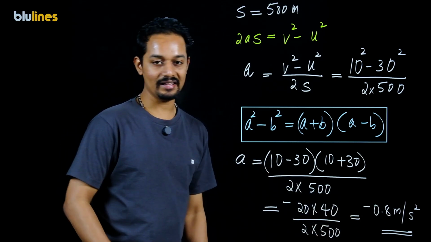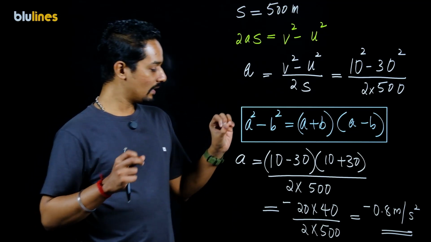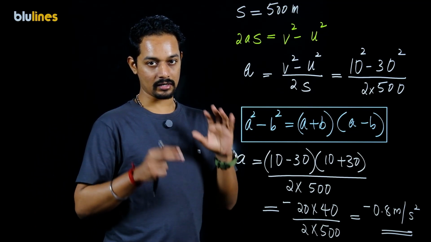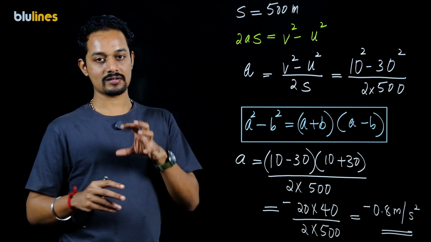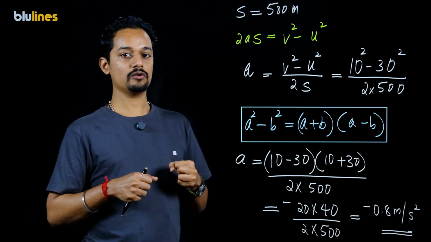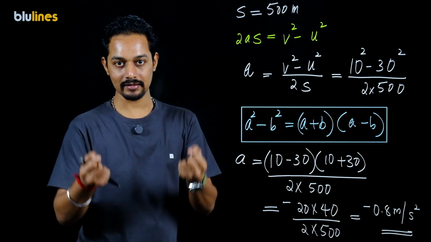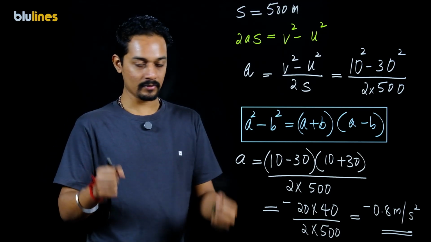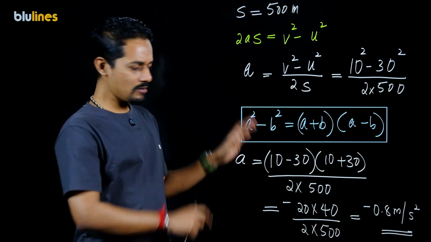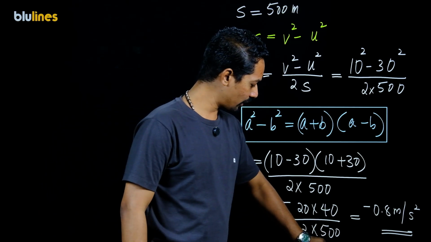So this negative sign indicates that it is uniformly retarding, negative acceleration. Remember, whenever there is a negative acceleration, there is always something that is trying to stop the motion. Here we are applying brakes, and the brakes act against the direction of motion. It tries to stop. That's exactly the remark of this problem. Let's go to the next problem.